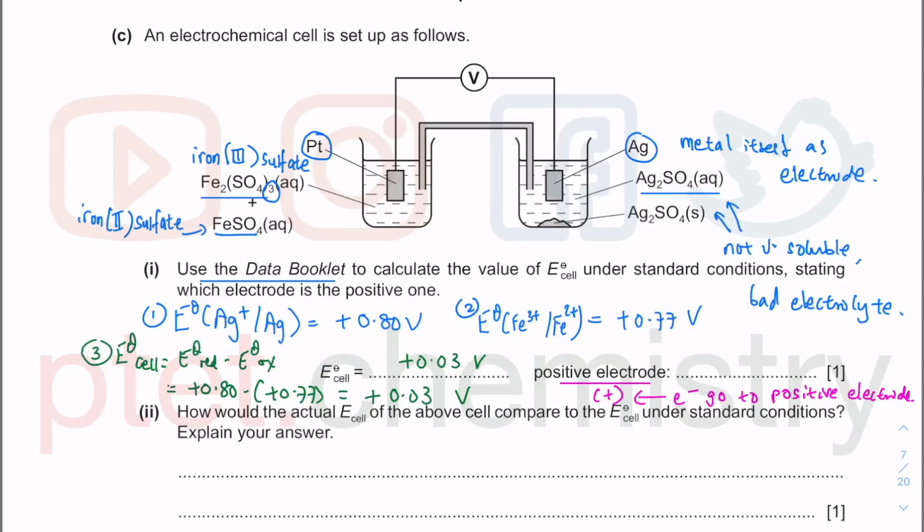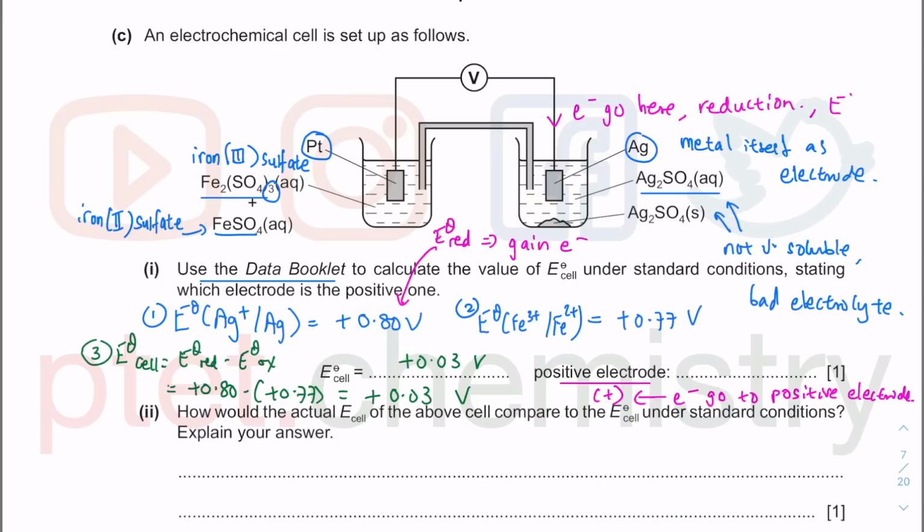Now, which one is the E red? The E red is the more positive one. So this is E red. E red is where you gain electrons. You gain electrons at the E red. So electrons go to the E red. The E red is the Ag plus and Ag. So electrons go here because it is reduction here.